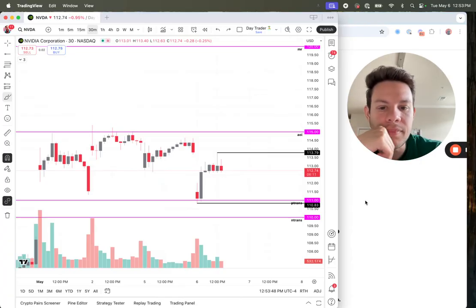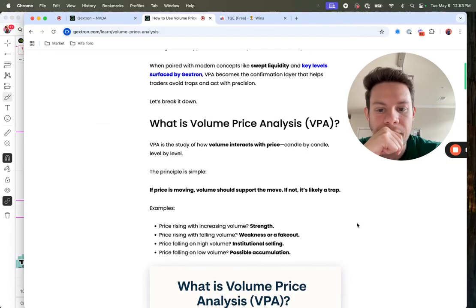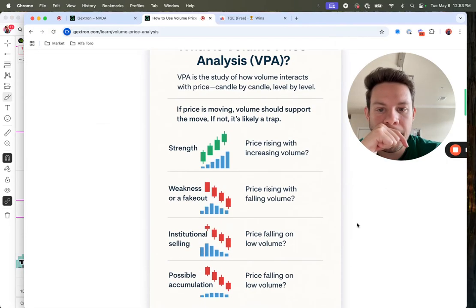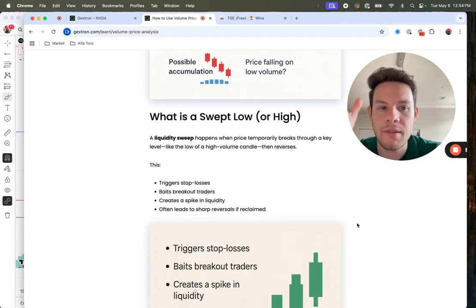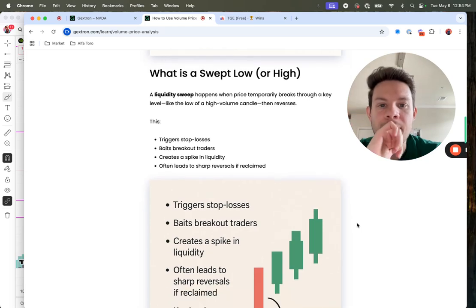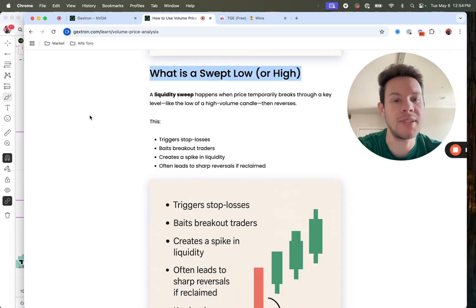And I want to use Nvidia as an example. So I wrote a whole article. I'm not going to go over the entire thing. If you want to take a look at it, be my guest. But what I want to talk about is this thing right here: the sweeps of the high or low of a high volume candlestick.